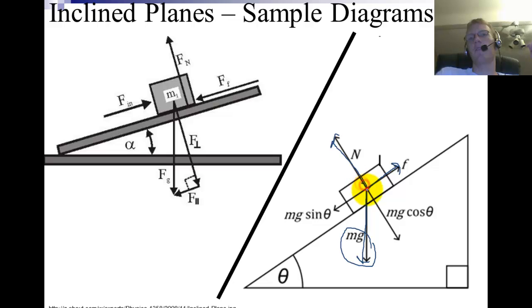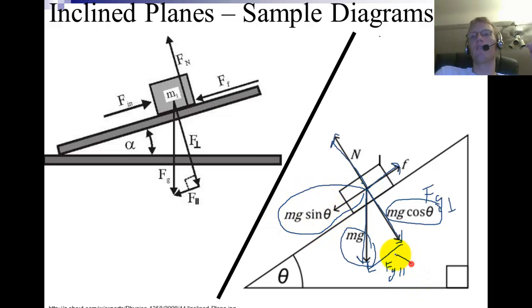One of the components is the perpendicular component. That's this one, FG perpendicular. And the other component, I drew it down here, right? FG parallel. They've drawn it right here. So they took this and drew it up here. Is that okay? Yes, absolutely.